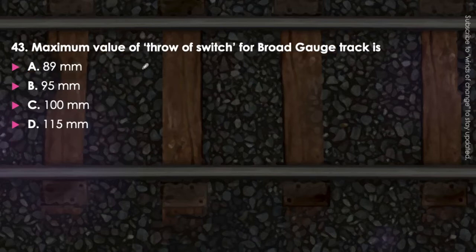Next question. Maximum value of the throw of the switch for broad gauge track is 89 mm, 95 mm, 100 mm, or 115 mm. We have already discussed in a question what the throw of the switch was and what the maximum value of throw of switch for broad gauge track will be. It will be option D, that is 115 mm. 115 mm is the maximum value of the throw of the switch.